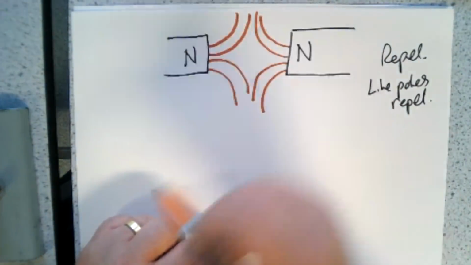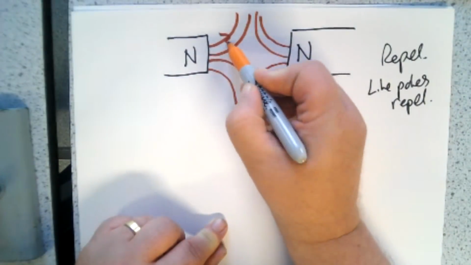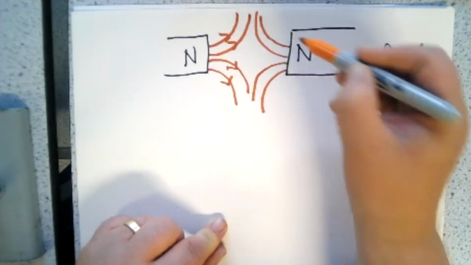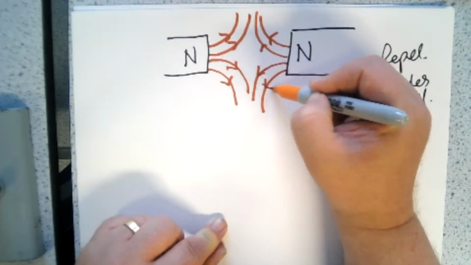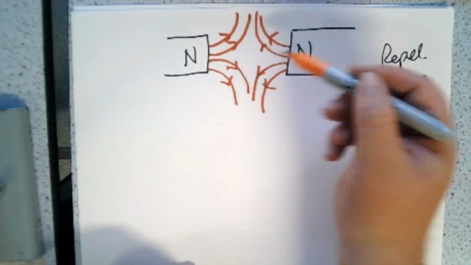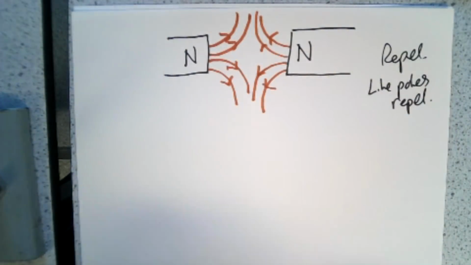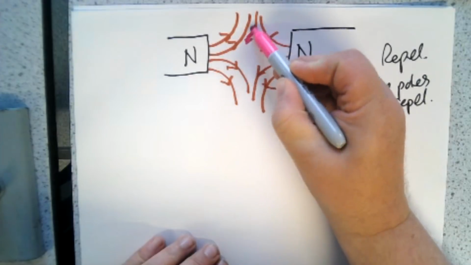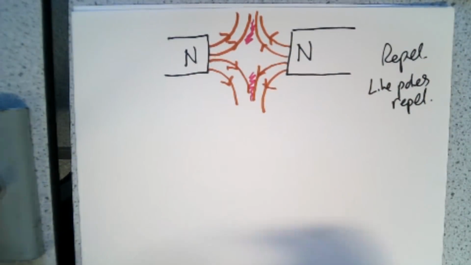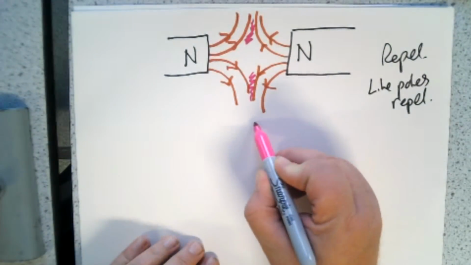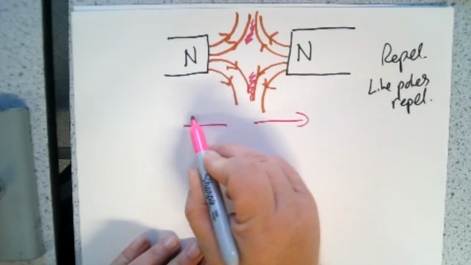And then remember, it's a north pole, so they come out. We can see here that those field lines, okay, and I'm just going to change to another colour. At these points here, where I'm colouring in, those field lines aren't touching, but they're pushing each other away. So they're trying to push the magnet that way and the magnet that way.